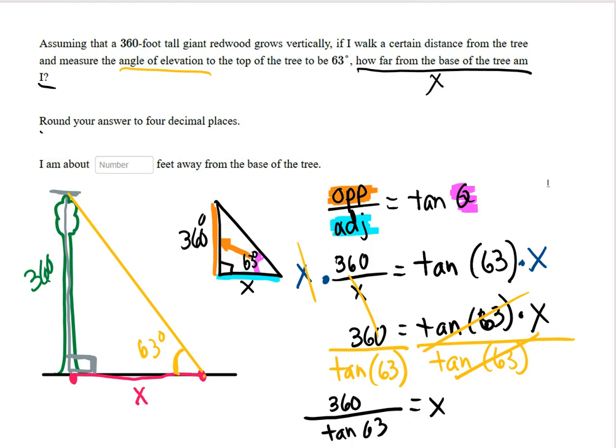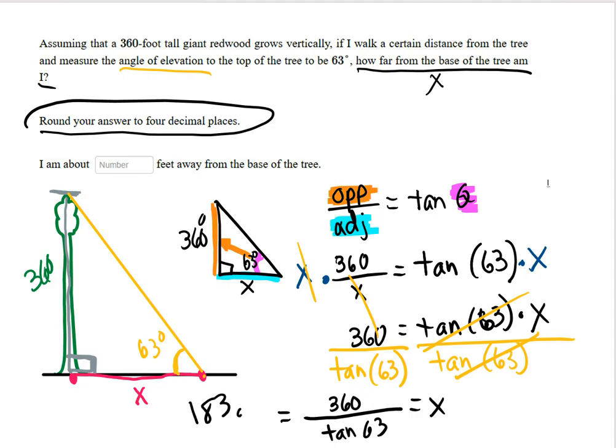and just like before, round your answer to 4 decimal places. So I'm grabbing my handy dandy calculator. 360 divided by tangent of 63, and I get, well, nice little walk, 183.429. It says 1 and then there's a 6 after it, so the 1 becomes a 2. That should be, and it's feet away from the base of the tree.